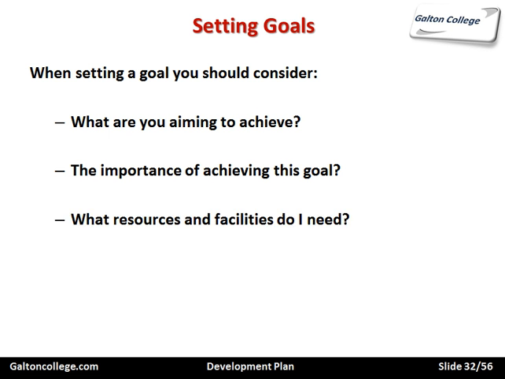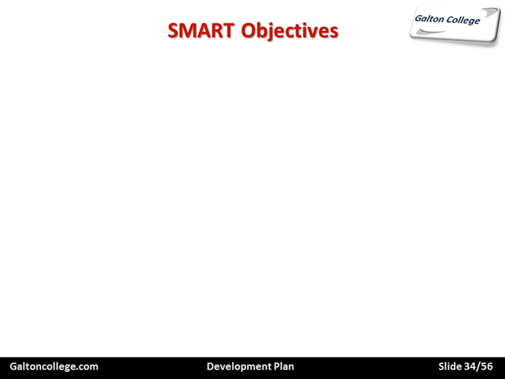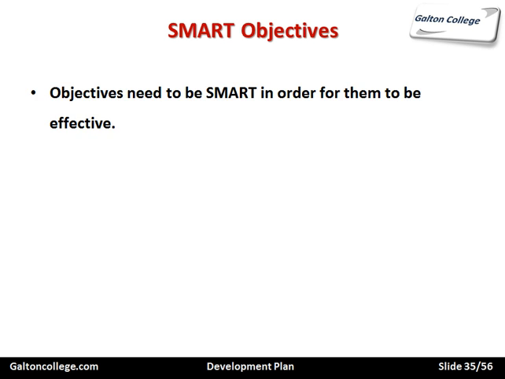Let's say you are motivated, then what resources and facilities do you need to achieve the goal? You need qualifications, or what do you need to achieve it? What gaps are in my skills, knowledge and qualifications? So what are the skills gaps, and how do I bridge those? And look at the SMART objectives. Now, I've mentioned those before and I've asked you to look them up, but just run over them quickly. The objectives need to be SMART in order for them to be effective.